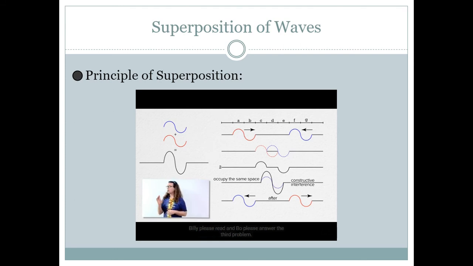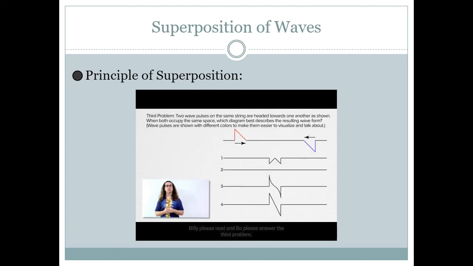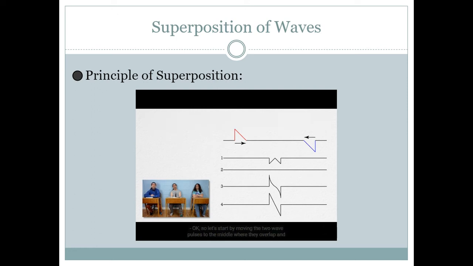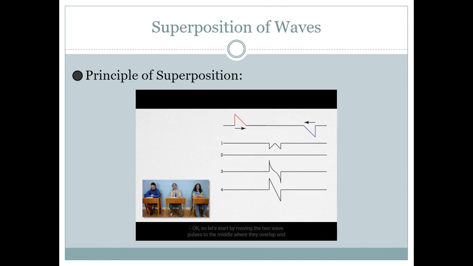Billy, please read, and Bo, please answer the third problem. Two wave pulses on the same string are headed towards one another as shown. When both occupy the same space, which diagram best describes the resulting waveform? And then there's the same statement about the wave pulse colors. Okay, so let's start by moving the two wave pulses to the middle where they overlap and occupy the same space. Well, that's not as easy as it was for the first two examples.